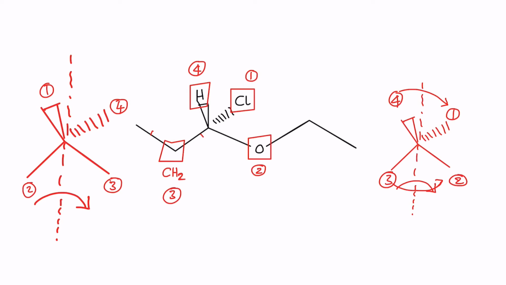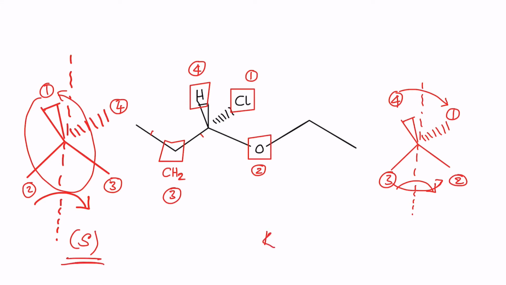Now 4 is in the back, so forget about 4. Just look at the order for 1, 2, 3 and try to draw a circle starting from 1 and ending at 3. So 1, 2, and 3. Notice that this structure, you have 1, 2, and 3. This structure is anti-clockwise, so the configuration for that chiral center is S.